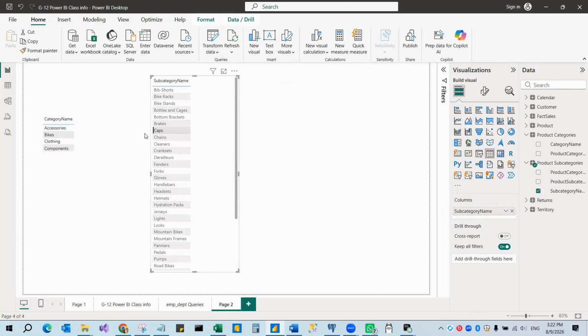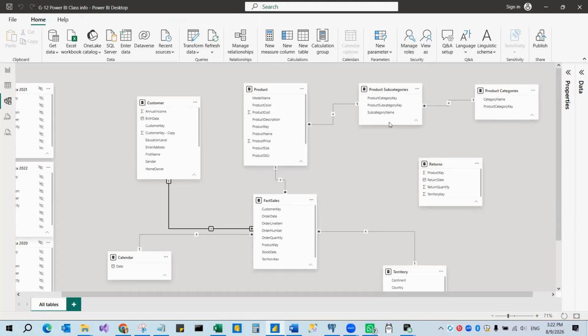Why? Because data cannot flow in the opposite direction. If I click this, nothing happens here. So that means data cannot flow in the opposite direction. See this arrow, it cannot flow towards the one side. Data always flows towards the many side.